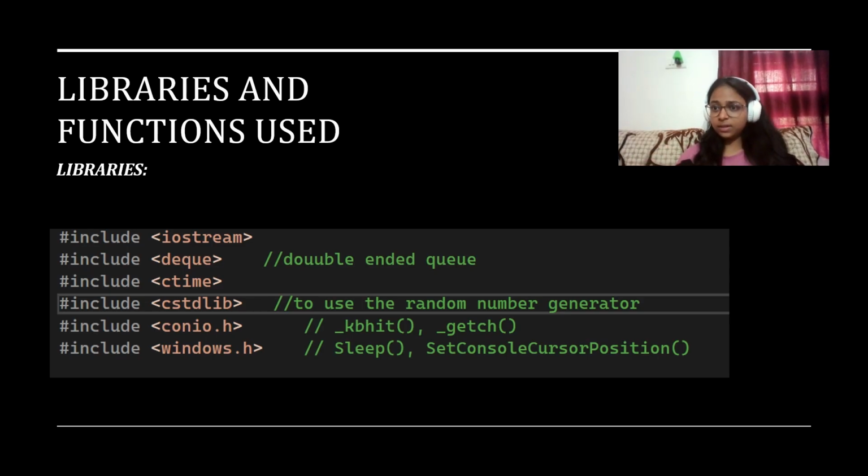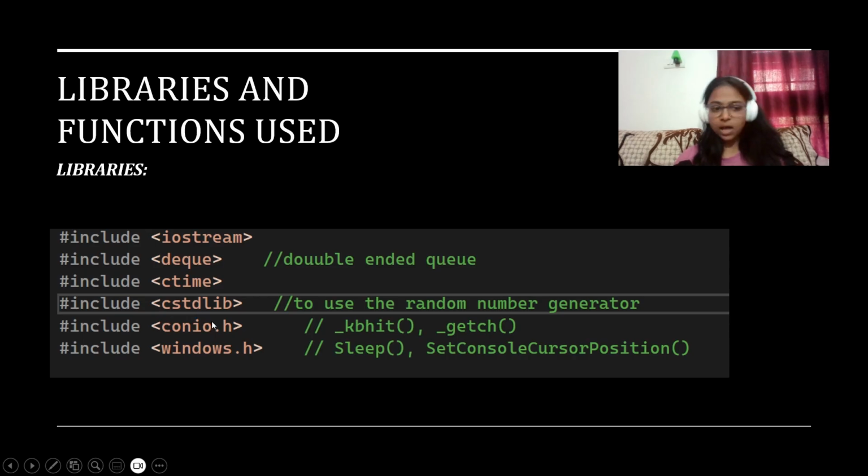So why do we need it here? It is required to represent our snake, so that the snake can be extended from both the sides. Next is ctime. And next one is cstdlib, the C standard library. What is its use? Here I have included it in order to use the random number generator. And why do I need that? The random number generator will be required to place the food at random coordinates.